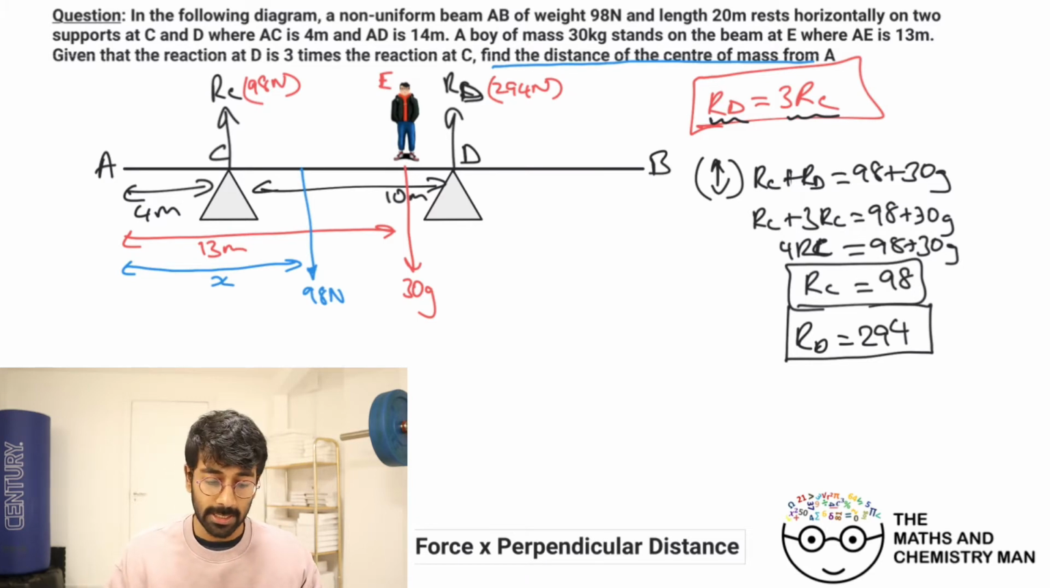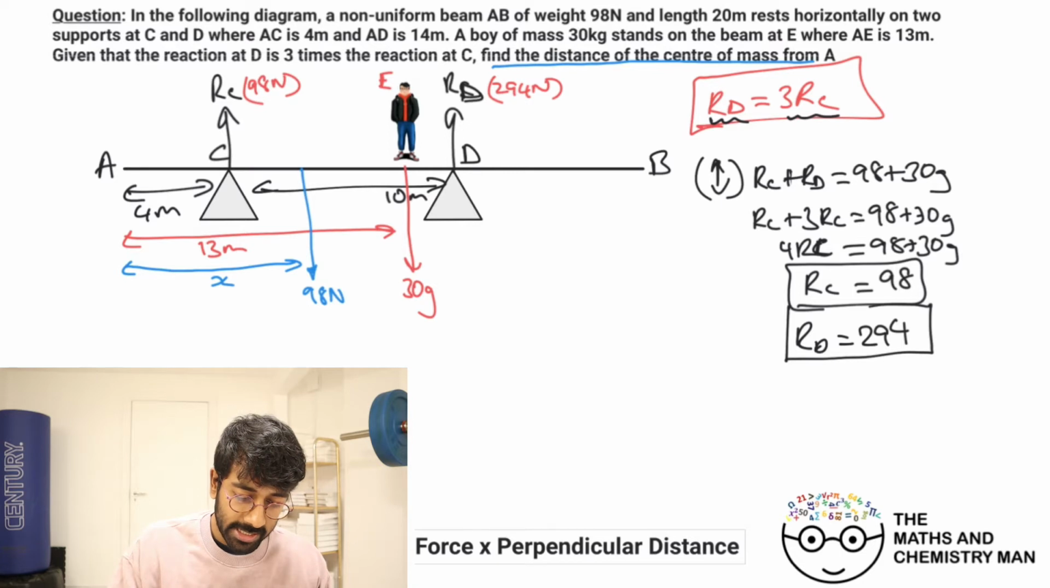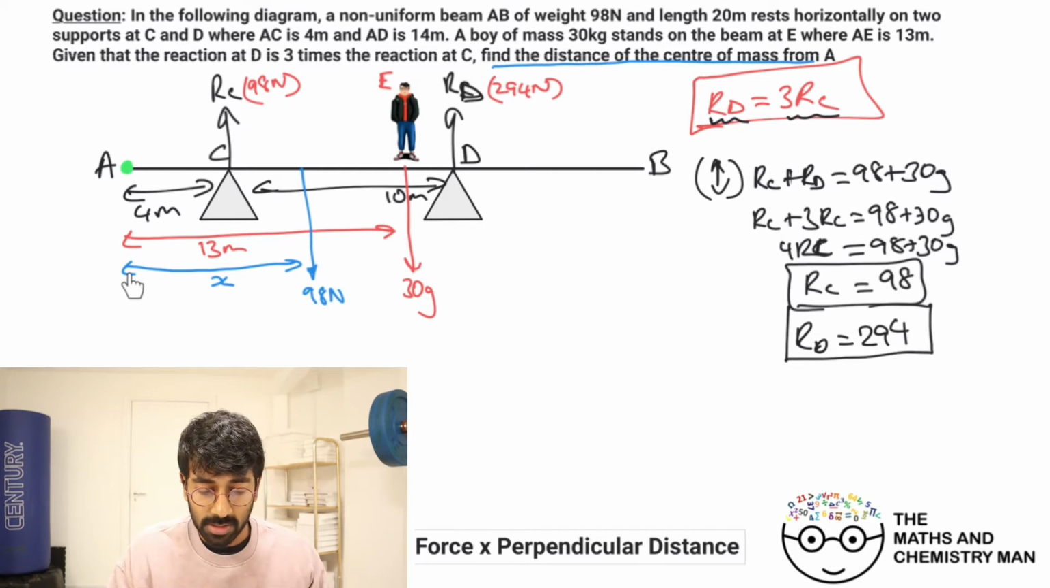Okay, this is perfect. Now we need to find this distance X, right? So we're going to need to take some moments. Now what I'm going to do is I'm just going to take moments about A. The reason I want to take moments from A is because the distance that we want is from A to here. So I'm just going to take it from A.